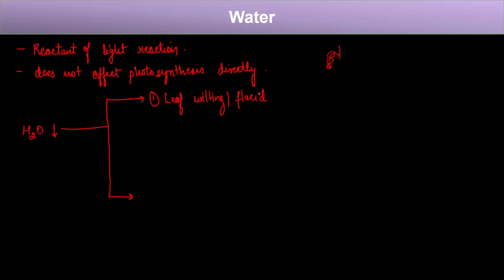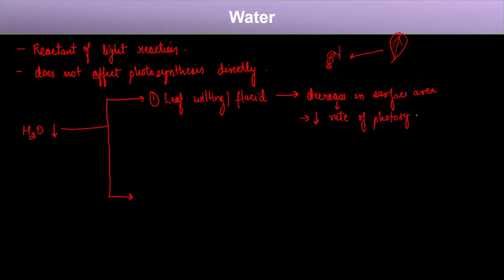And what happens if there is leaf wilting? There will be a decrease in surface area. Suppose the leaf first has this much surface area, and now it has wilted to this. So the surface area has decreased, right? Because of this decrease in surface area, there will be less absorption of light and less absorption of carbon dioxide, and that will ultimately lead to a decrease in the rate of photosynthesis. Right? So this is the first thing.